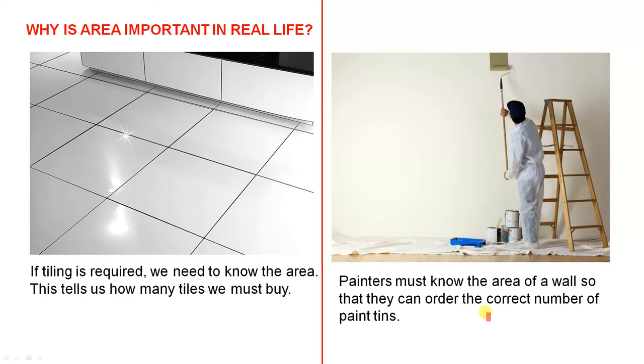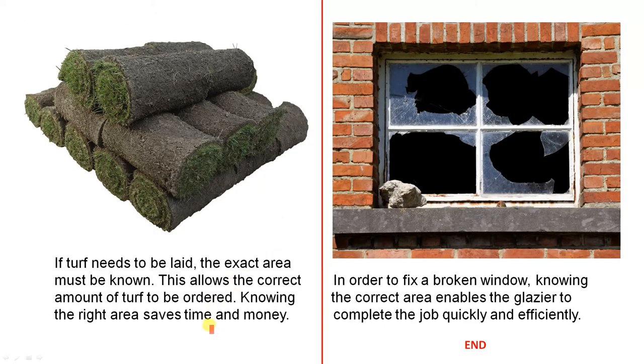Painters must know the area of a wall so that they can order the correct number of paint tins. And they also need to know the area of the ceiling too. If turf needs to be laid, the exact area must be known. This allows the correct amount of turf to be ordered. Knowing the right area saves time and money.